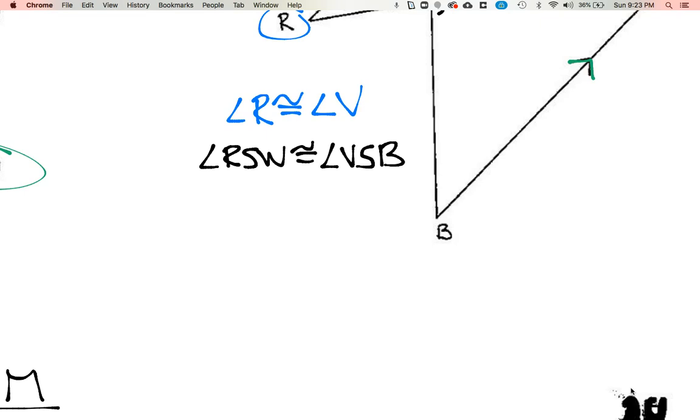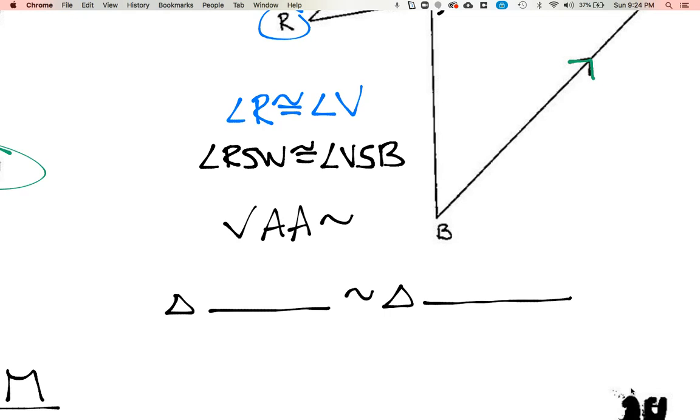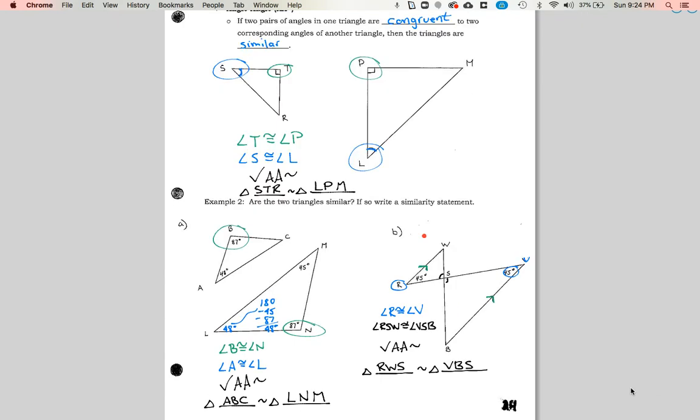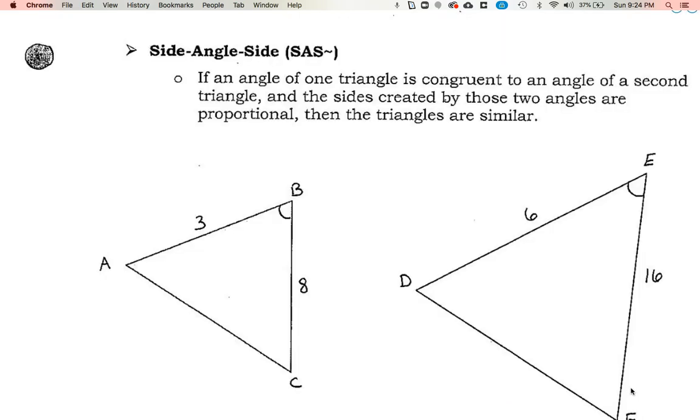So at that point, we can say check angle similarity, triangle RWS is similar to VBS. All right, so that's side, side, side. That's angle, angle. What if we have a combination of the two? We have some sides and we have an angle.